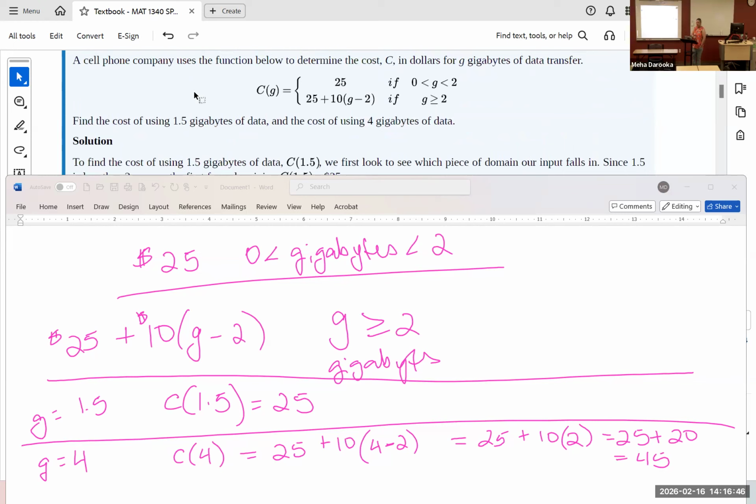Question on this example here, guys? Okay. Let me know if something does come up.